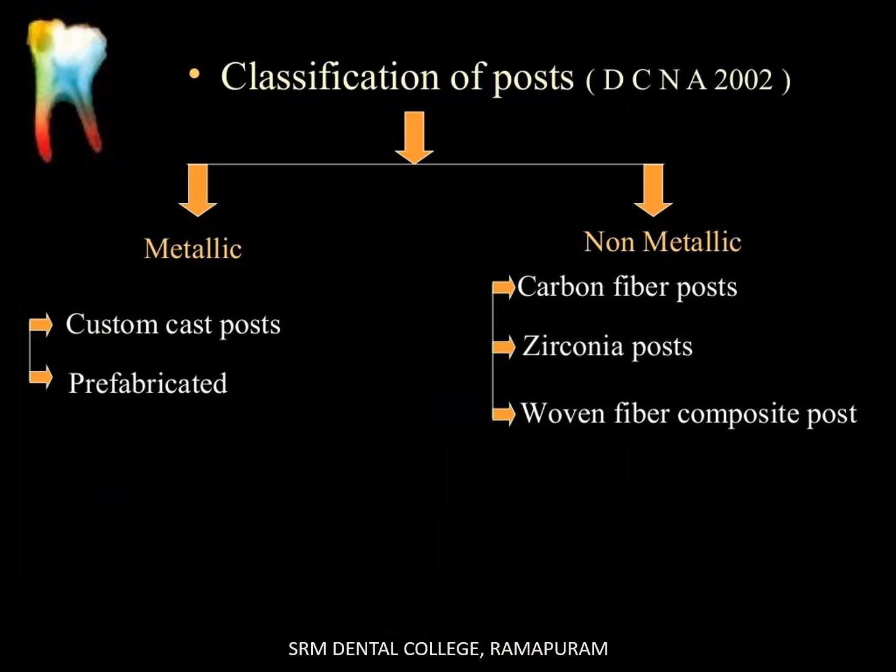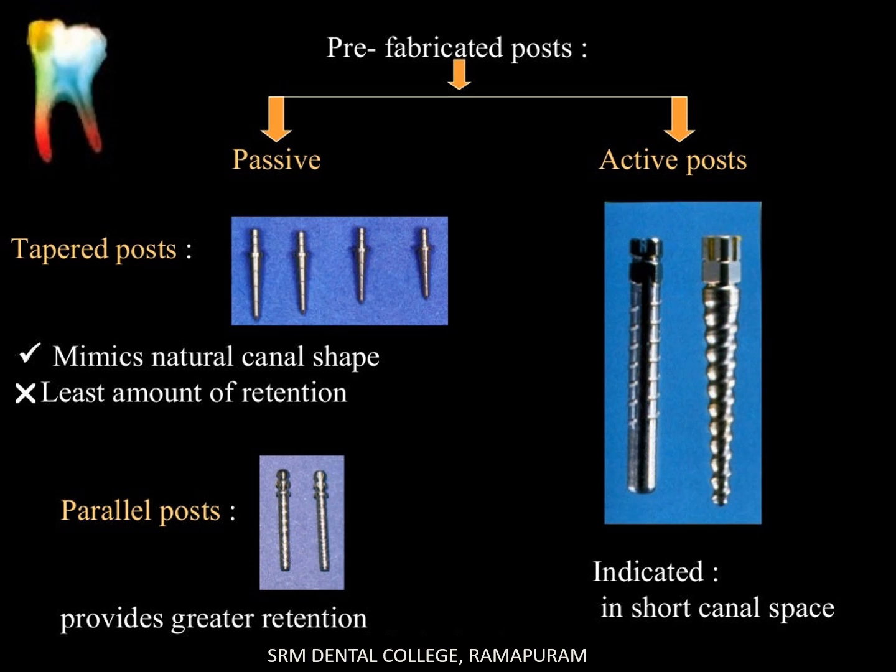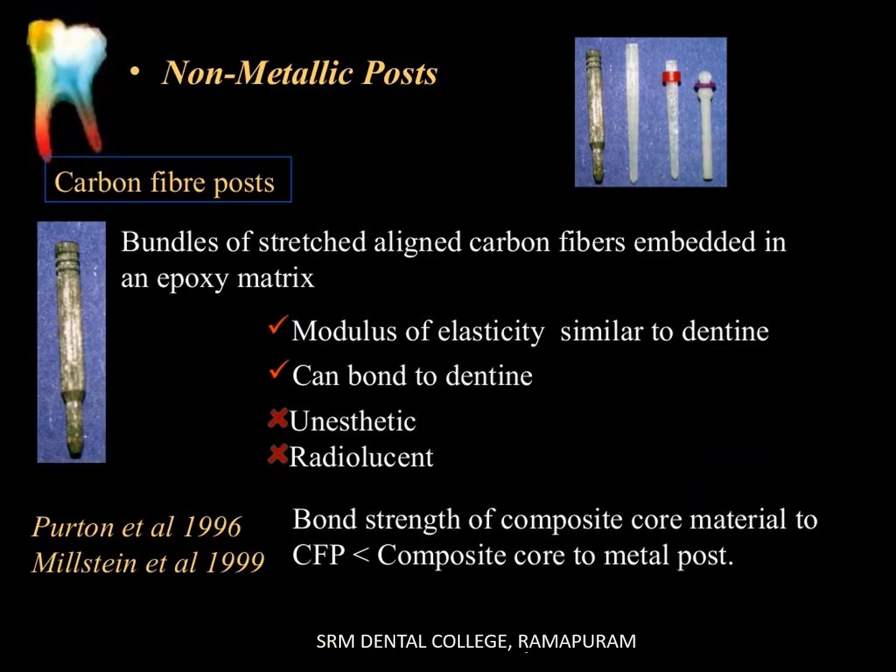According to DCNA 2002, posts are classified as metallic posts and non-metallic posts. The posts can be custom cast posts or prefabricated posts. Non-metallic posts can be carbon fiber, zirconia posts, or woven fiber composite posts. The prefabricated posts are available as passive posts and active posts. As you can see, on the passive posts there are not many threads. These are tapered posts. Active posts can be cylindrical posts or tapered posts with a lot of threads. Parallel posts provide greater retention, and active posts are used in short canal space.